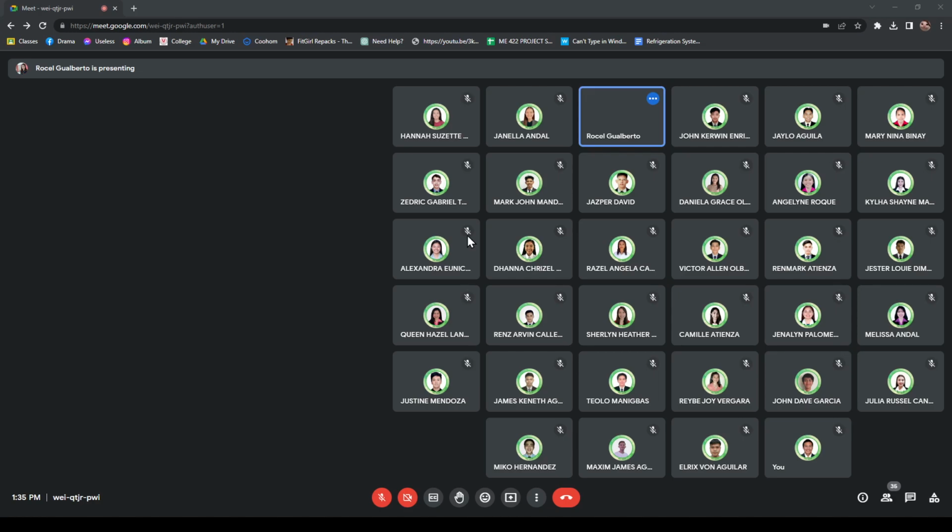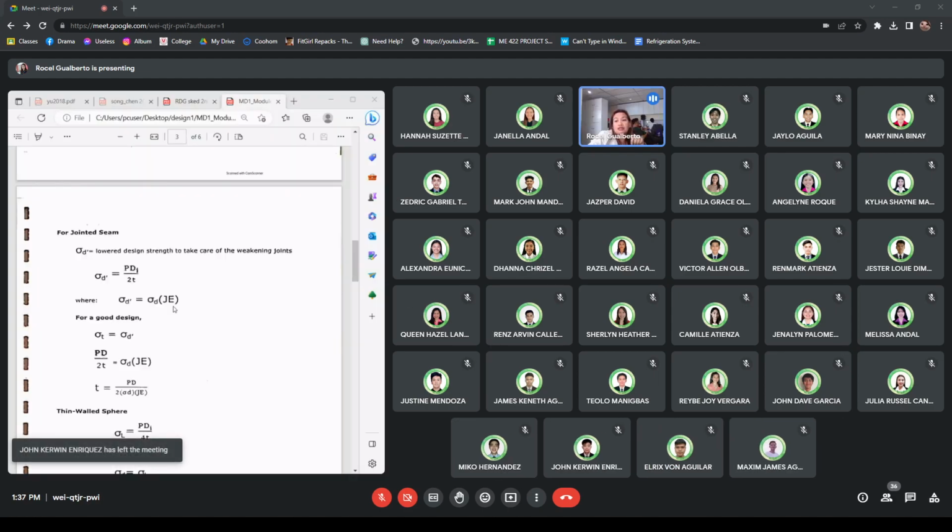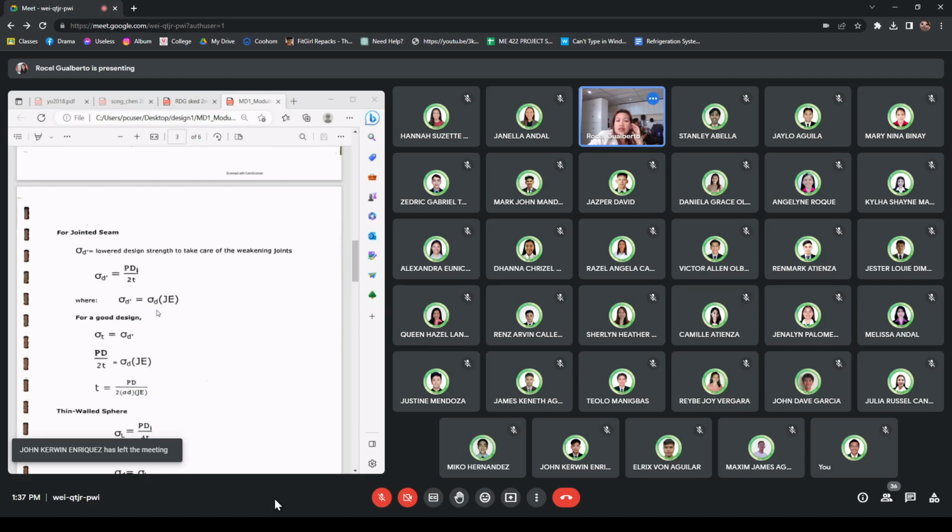So instead of using sigma d, ang ginagamit po natin is sigma d prime. Ito po ang gagamitin natin ngayon as the design stress, the lower design stress. So how do you lower the design stress? You multiply the design stress by the joint efficiency. If you are given there 90% joint efficiency, anong gagawin mo? You use simply 0.90, the decimal equivalent. So that is to lower your design stress.